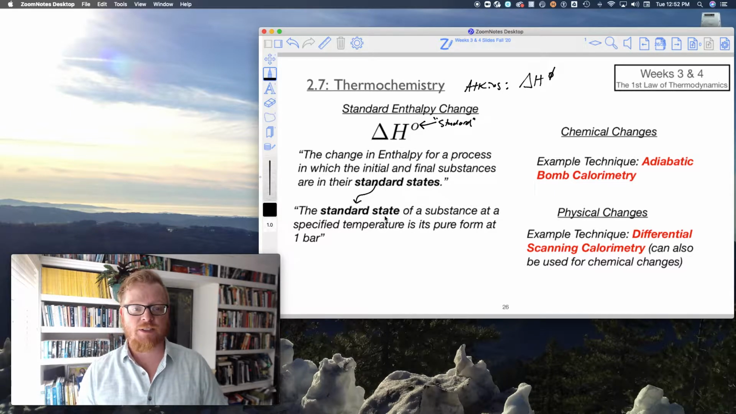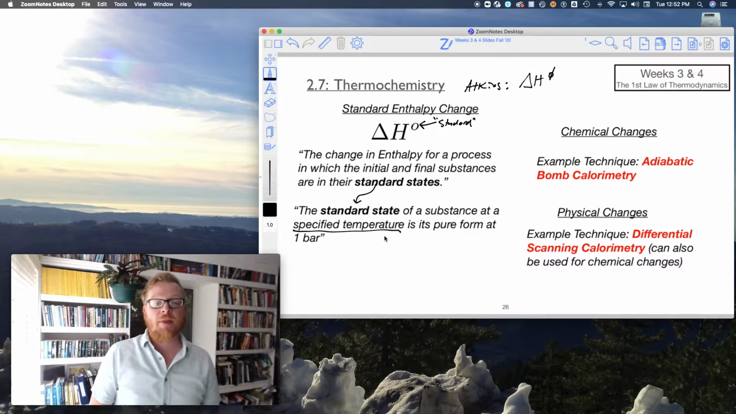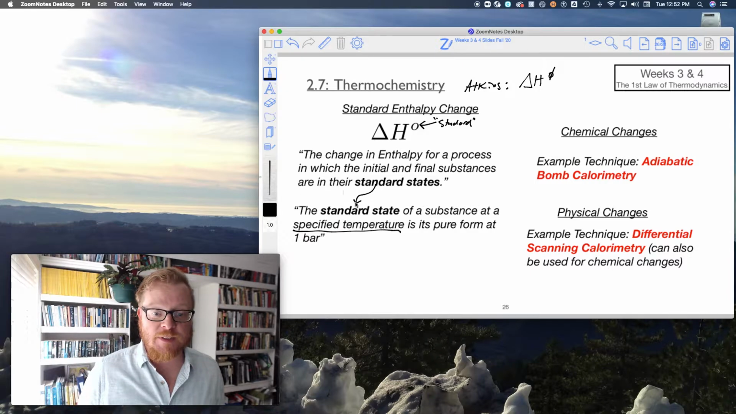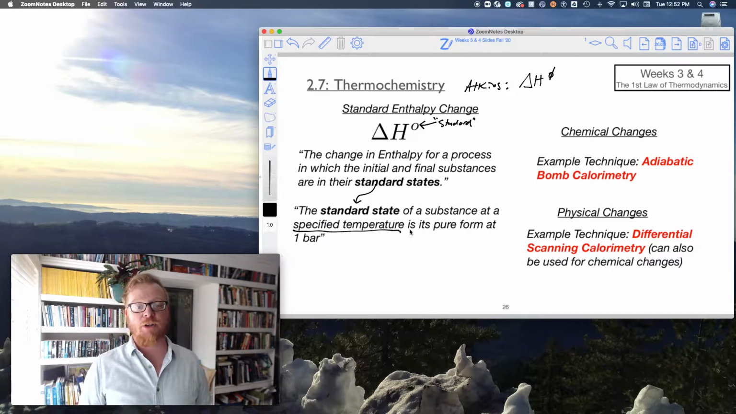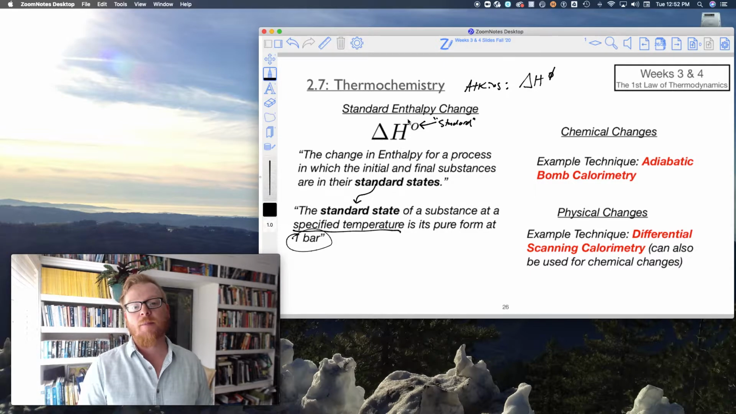Well, what's the standard state? The standard state of a substance at a specified temperature. Doesn't have to be 273 or 298 or whatever. It's just the substance at a specified temperature in its pure form at 1 bar. That's the important thing to note. 1 bar technically represents the standard reference state for standard enthalpy changes. So we have to note at which temperature we're looking at the data, but by using that standard, we recognize it's 1 bar.